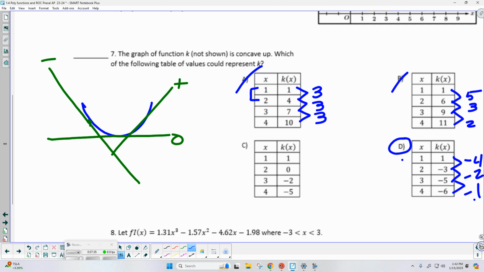Right. Next. Anything else we want to take a look at?